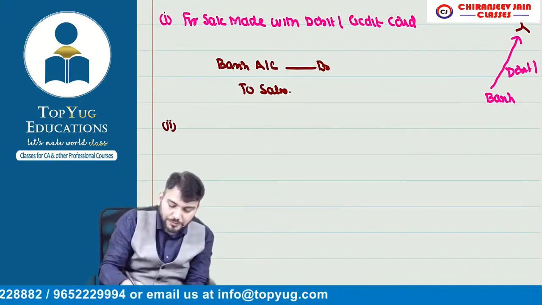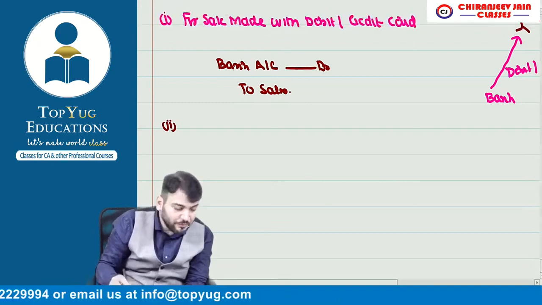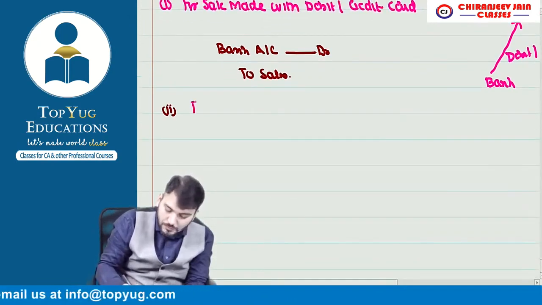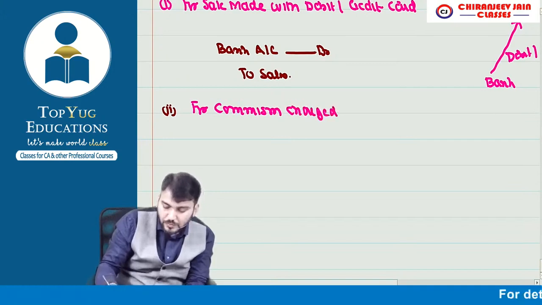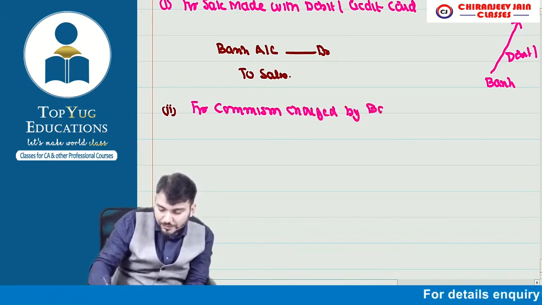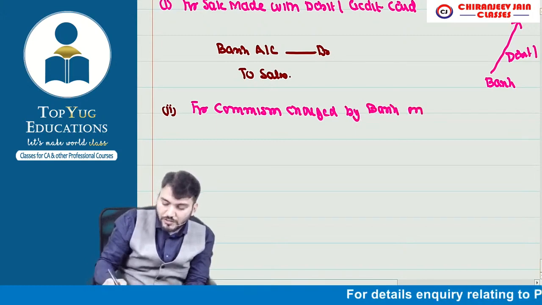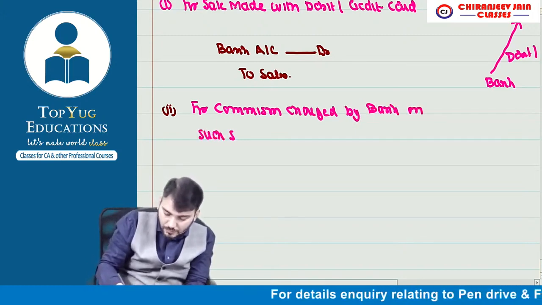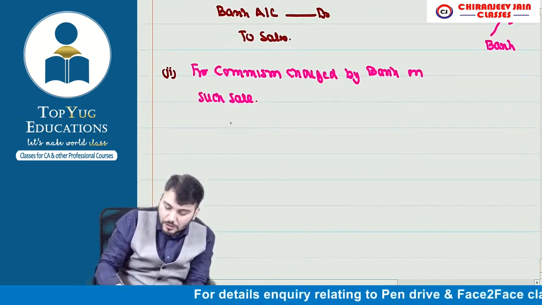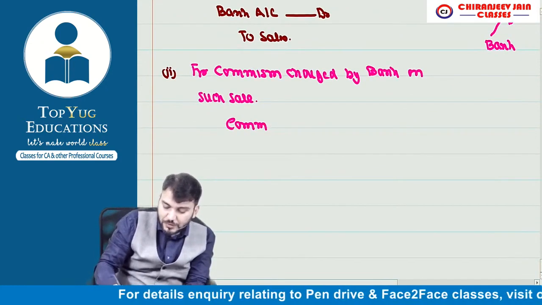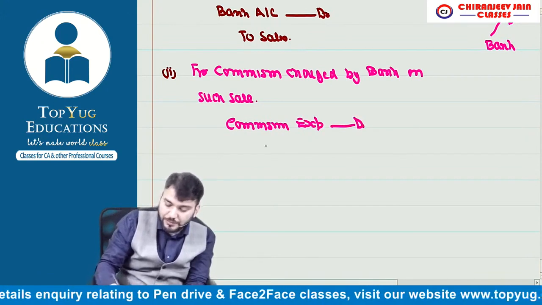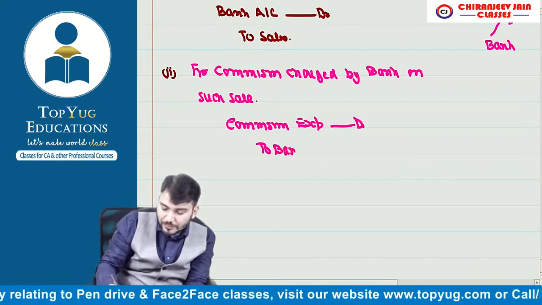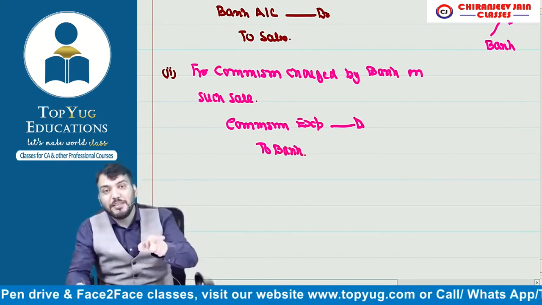Then point number two, commission charged by bank on such sale. On such sale, so it means it becomes an expense. So the journal entry is commission expense account debit to bank. Commission expense account debit to bank.